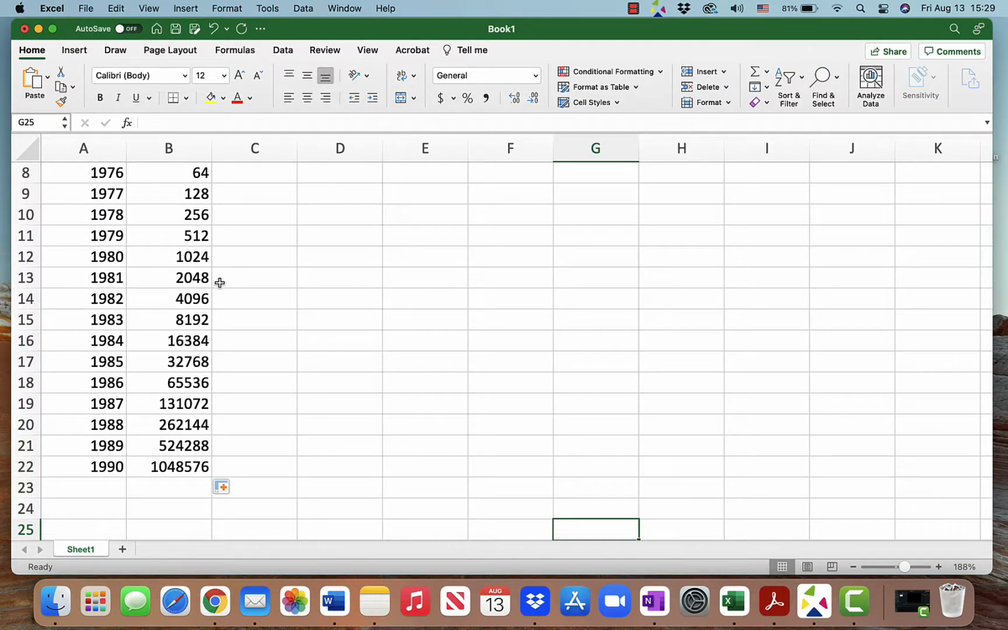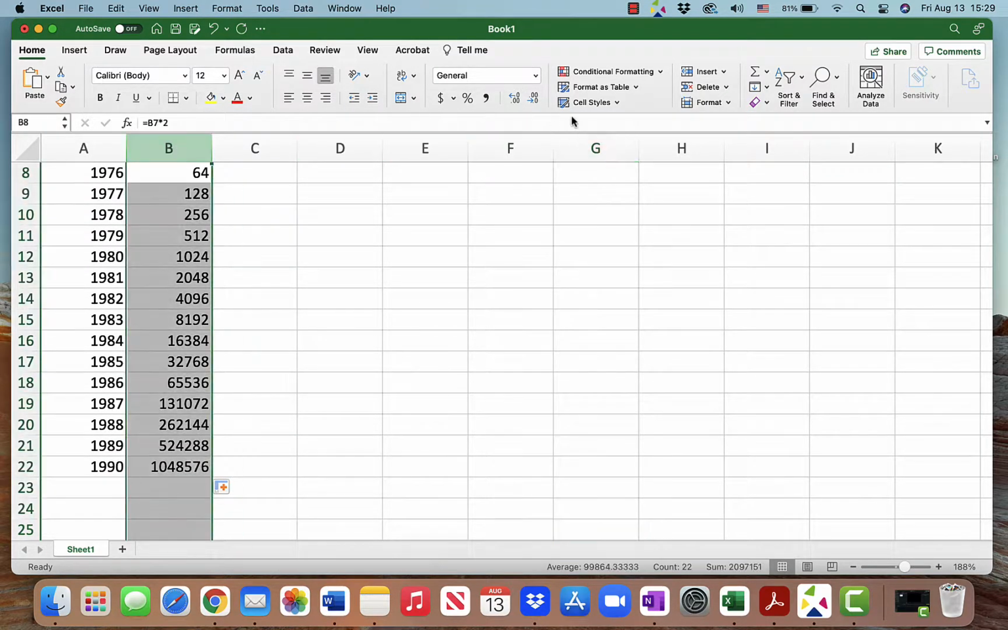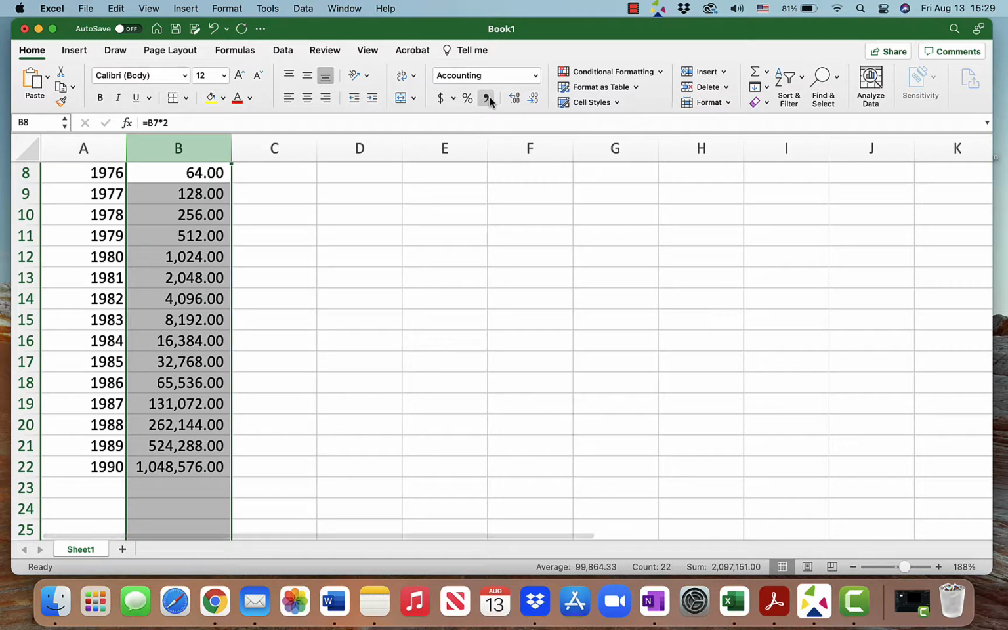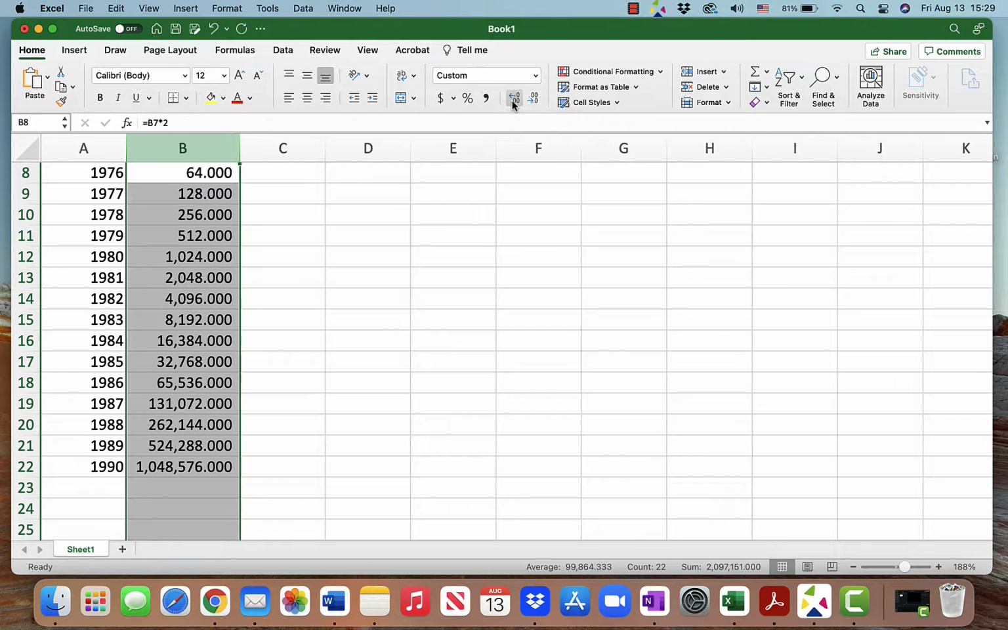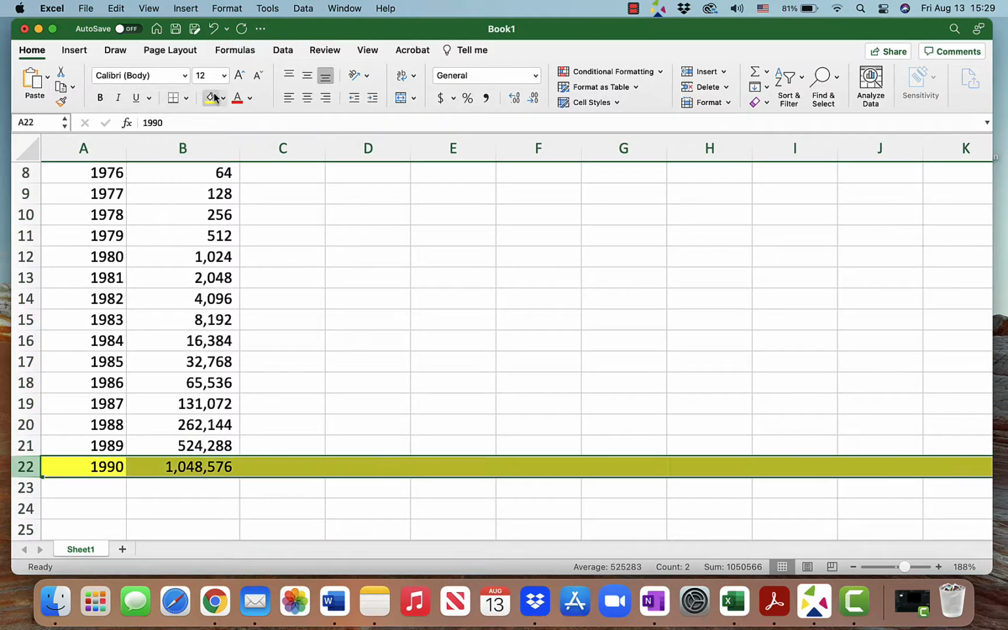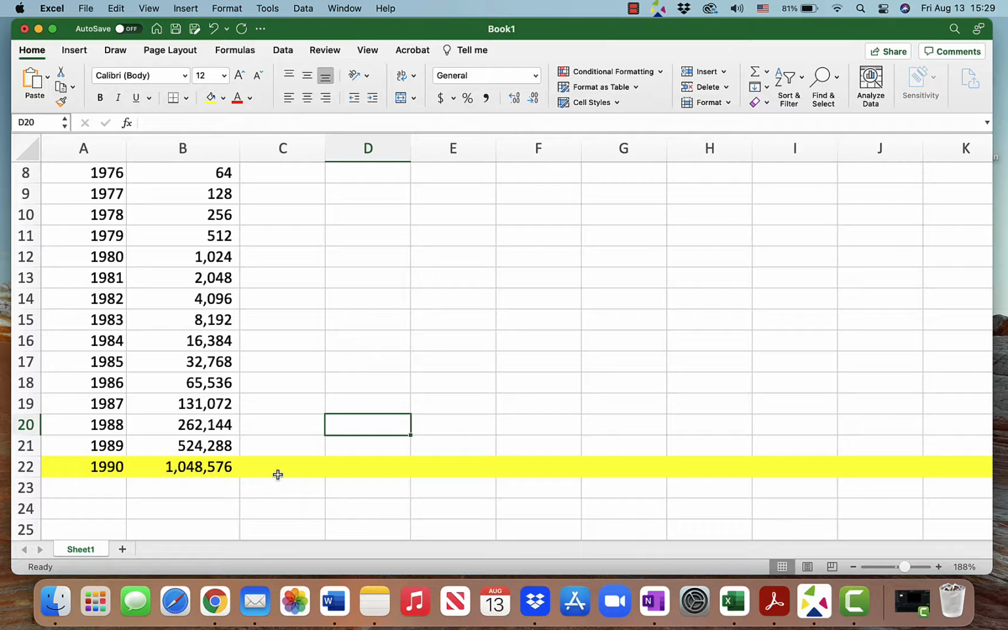Alright, we got that number. Now we can actually put some commas in here, so that way it can separate the magnitudes, which we'll review in a moment, well, after we fill out that table. But that's where we add the 1990. Here we go. So this is 1,048,576.